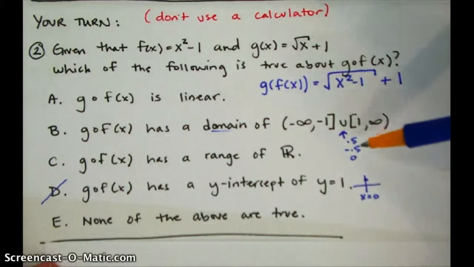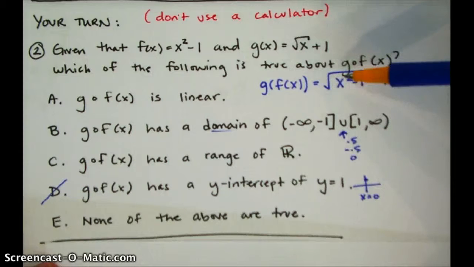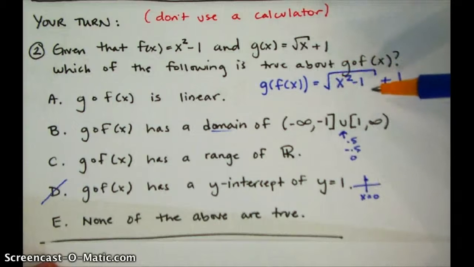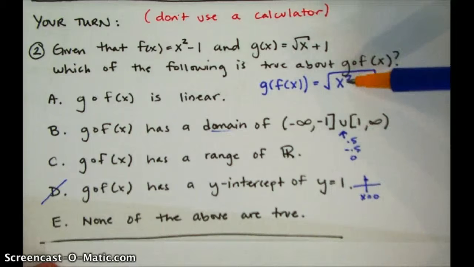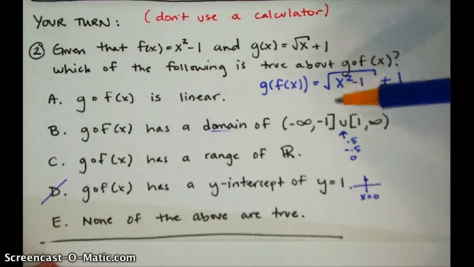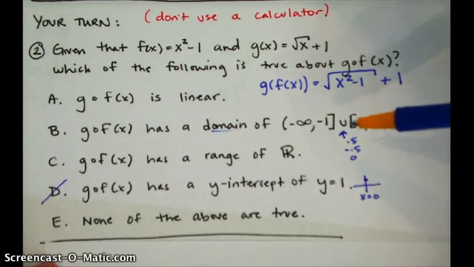If I plug in -0.5, when I square it, it becomes positive 0.25. But then positive small decimal numbers minus 1 are going to equal negative numbers inside. And that's no good. I can't take the square root of them. In fact, even if I plug in a positive decimal, 0.5 squared is also 0.25. And subtracting 1 gives me a negative decimal inside the square root, which is no good. And that's why the domain is missing a chunk in the middle.